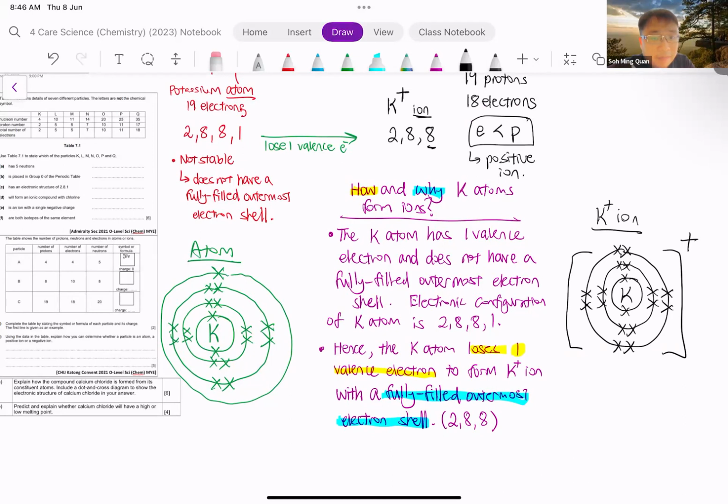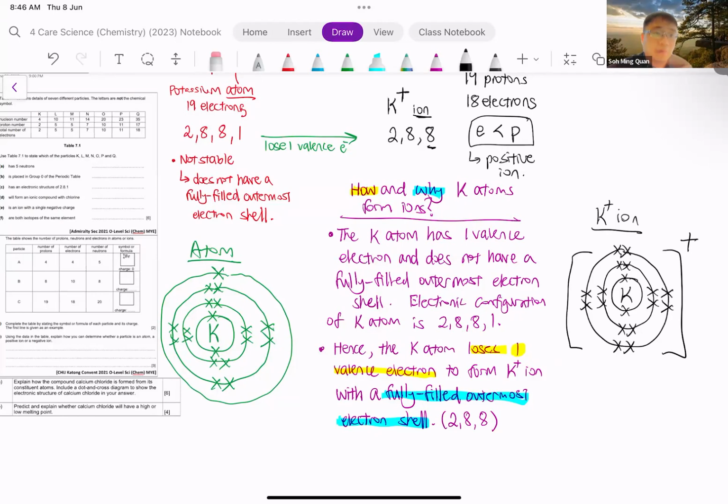All right. Now, do all atoms lose one valence electron? That's the question. Are all atoms like potassium? Do they always lose one valence electron? And the answer, of course, is no. Because not all elements have one valence electron. Not all elements have one electron in the outer electron shell.